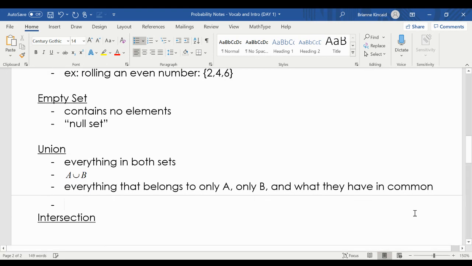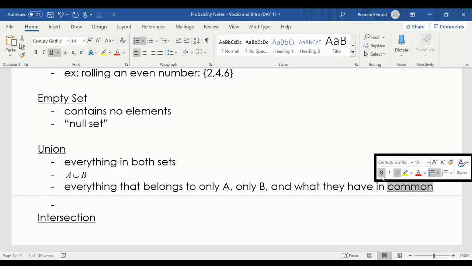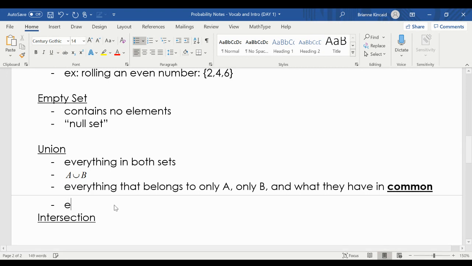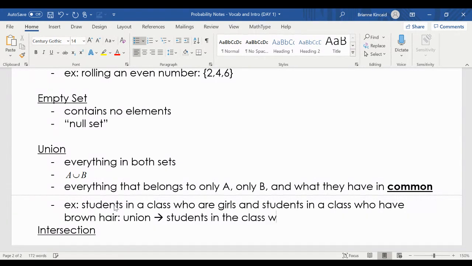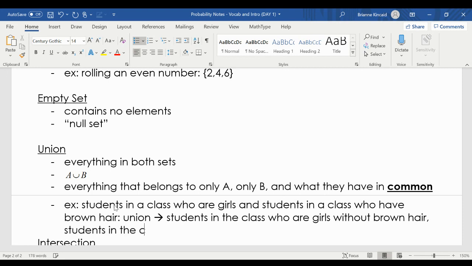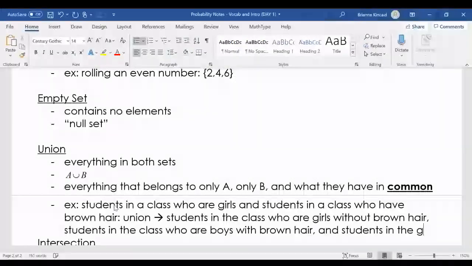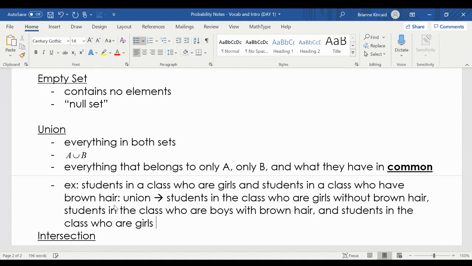The key idea here about what they have in common, what you're going to notice is sometimes there's going to be some overlap. So I'm going to use the example, students in a class who are girls and students in a class who have brown hair. Now, what this would look like, the union of this would be students in the class who are girls without brown hair, students in the class who are boys with brown hair, and students in the class who are girls with brown hair.